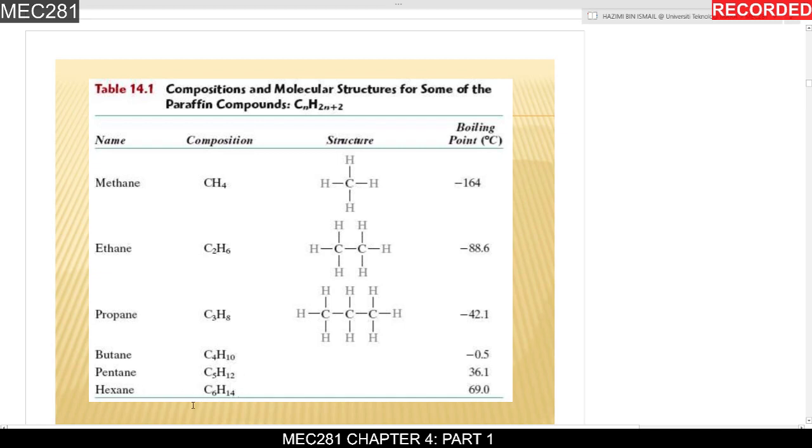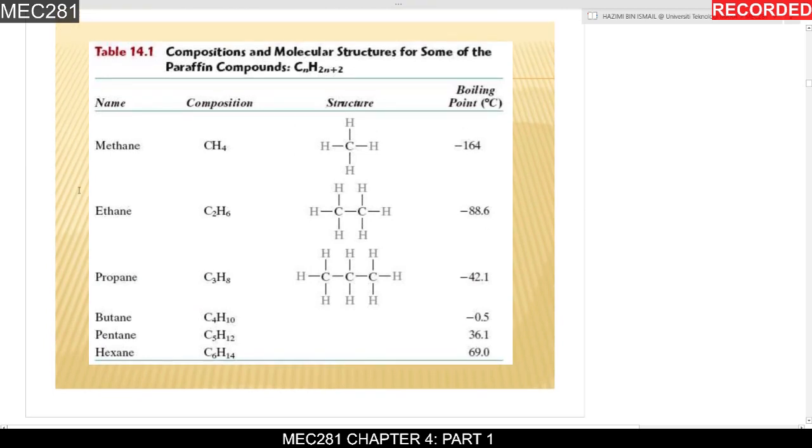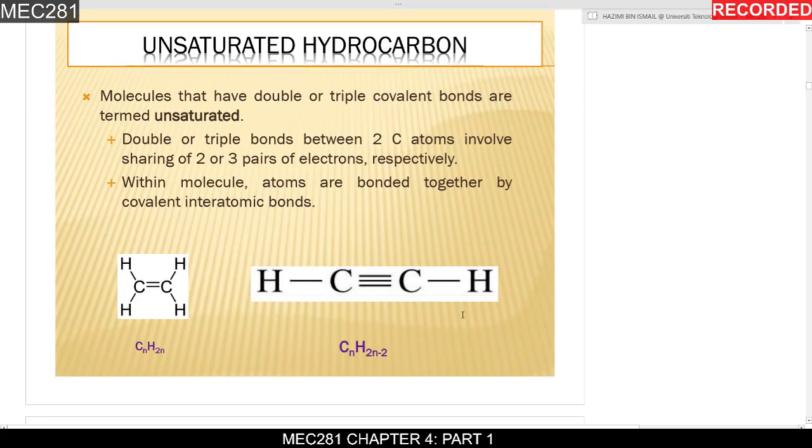So that's why hexane here, it contains 6 carbon and 14 hydrogens. So there are more covalent bondings in that compound compared to methane. So more heat is needed to break that covalent bonding, resulting in a higher boiling point. Okay, so that is the general example of saturated hydrocarbon. Okay, so let's go to the unsaturated hydrocarbon.